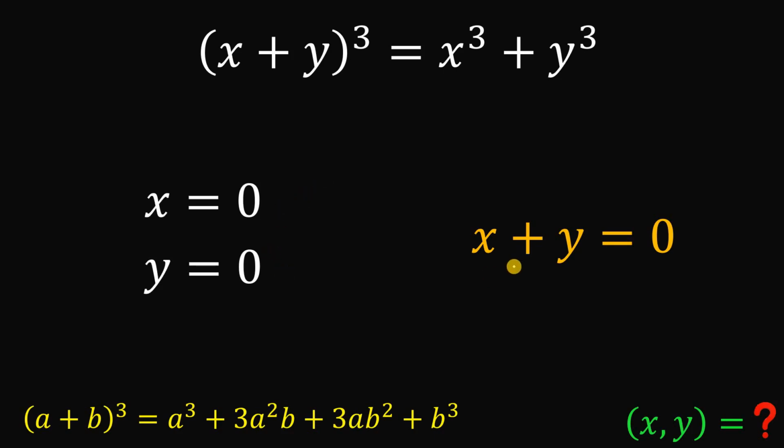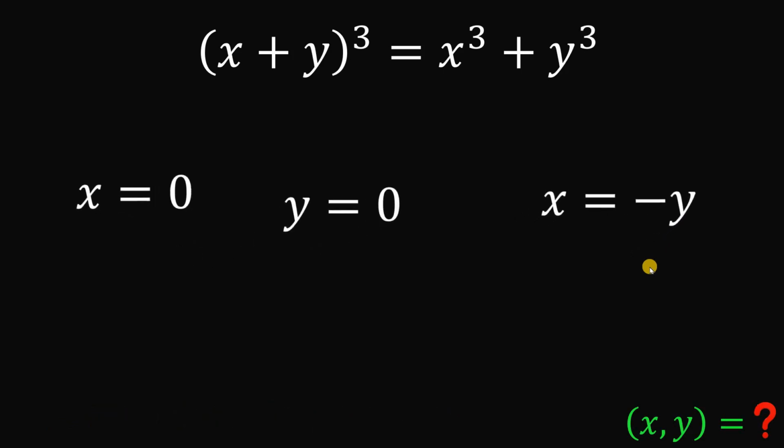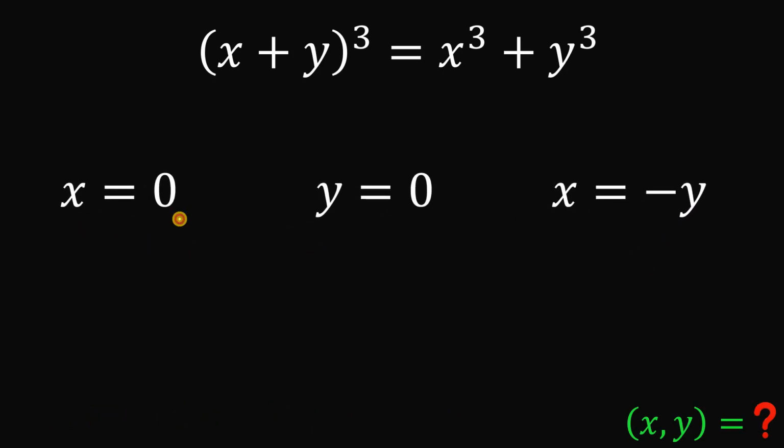Now, how about the second equation? So we have x + y = 0. If we subtract y on both sides, we get x = -y. So we found 3 possible scenarios. The first one is when x = 0. The second is when y = 0. And the third is when x = -y.